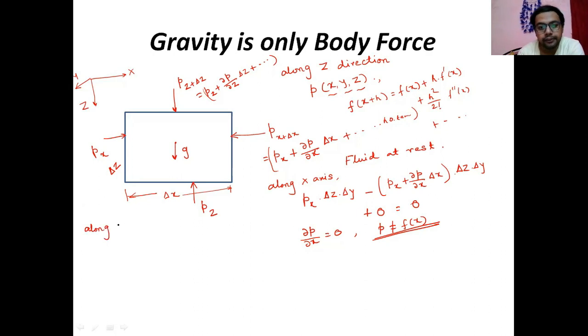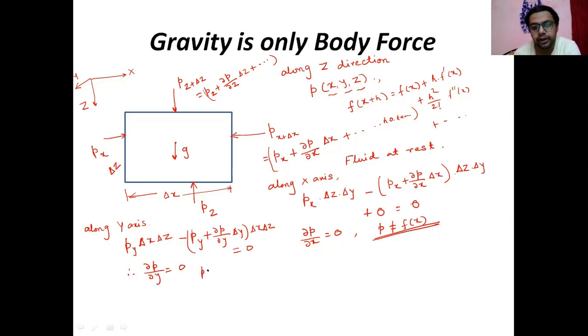Similarly along the y-axis, Py acts perpendicular to the plane, which we cannot see, but the surface you can consider is del x, del z. Over this surface, Py is acting perpendicularly. Minus, in the same way, Py plus del p del y times del x del z equals 0. So from here also you get del p del y equal to 0.